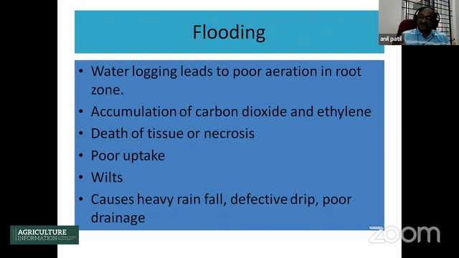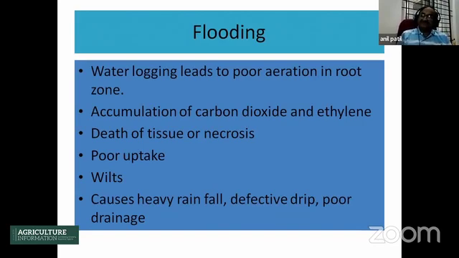So in that case, what happens? There will be death of tissue or necrosis, and the fungal attack will increase, bacterial attack can increase, so diseases will prevail. Not only this, there is no energy, there is no oxygen content in the root zone, so the roots will fail to take up the mineral nutrients or fertilizers from the soil or the growing medium, whatever it is. Poor uptake will result in poor production. The plant will not be able to produce more.